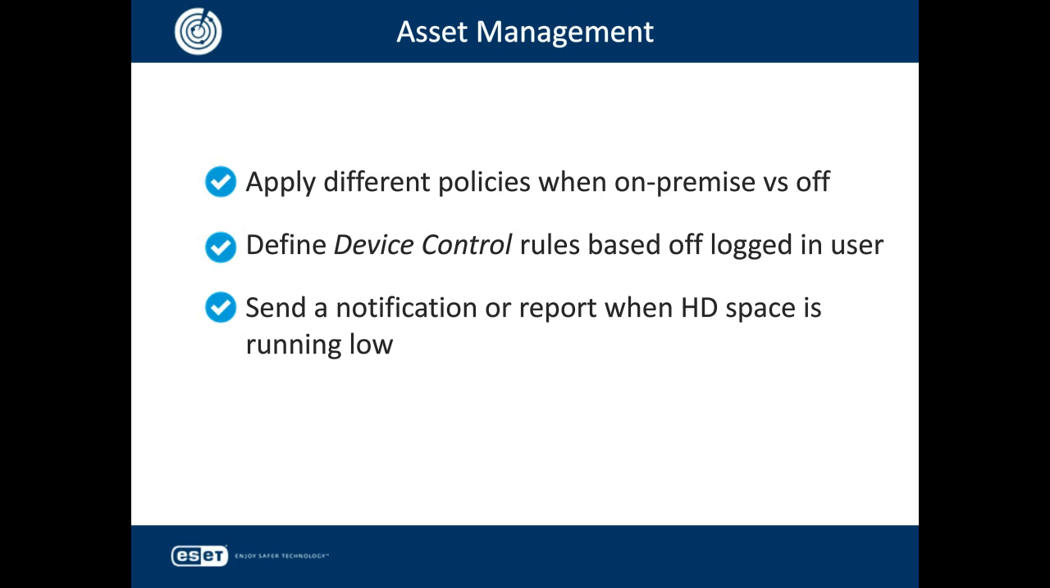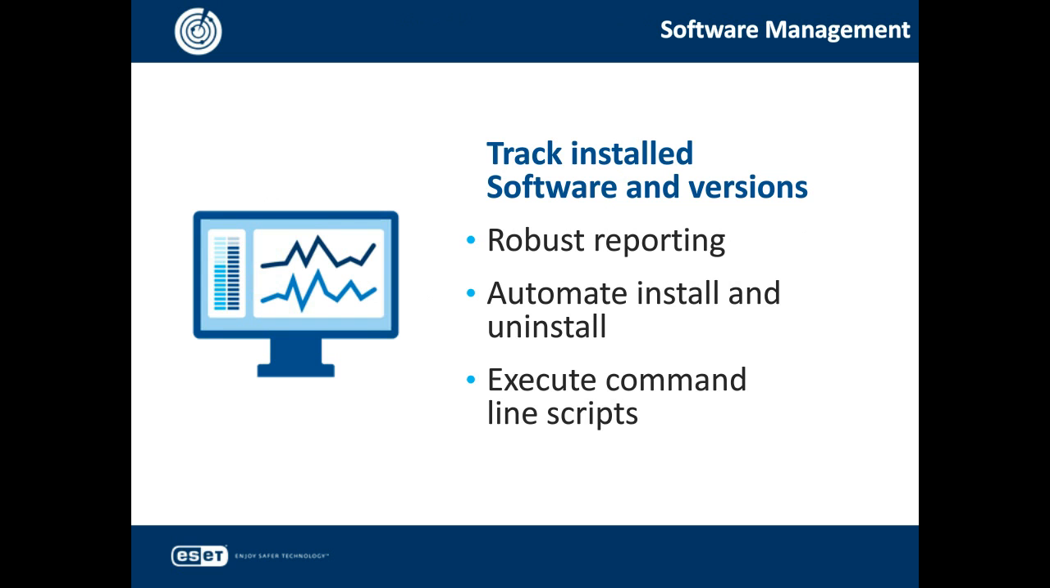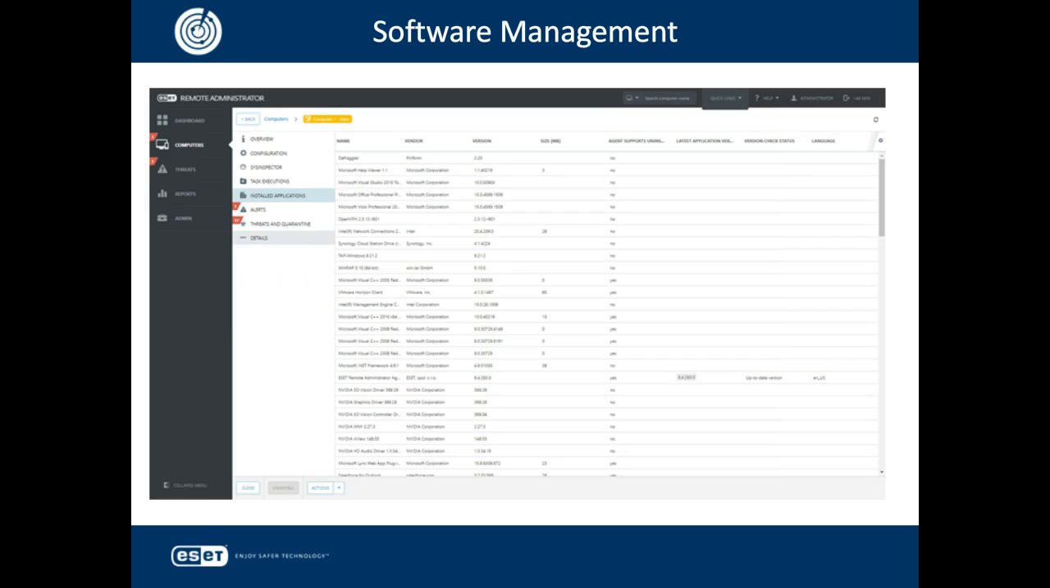Software management is another important component of our management server that allows you to track the installed software and their versions. And it contains robust reporting and allows you to automate the install and uninstall of any application. Or you can also execute command line scripts. Anything that you can run from the run bar or command line, you can execute from the management server on those remote computers. And this is the information that if we drill down into a specific computer, we can receive.